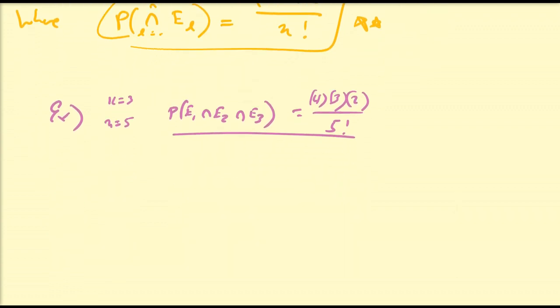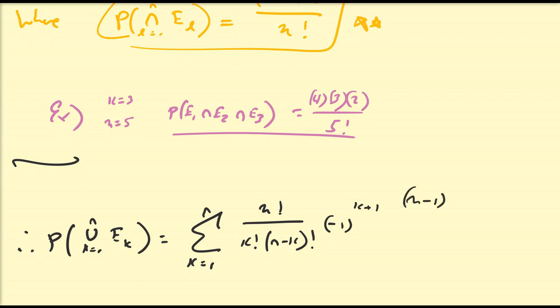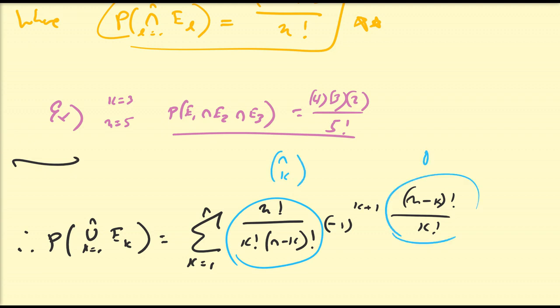So let's replace that into our generic formula. The probability of the union from k equals 1 to n of Ek is going to be equal to the sum from k equals 1 to n of m factorial over k factorial times (m minus k) factorial, and then we have negative 1 to the k plus 1 times (m minus k) factorial over m factorial. So this, remember, is our n choose k. And this right here is the probability of the intersection of our Ek formula. And this is the negative 1 that oscillates the terms of our sum.